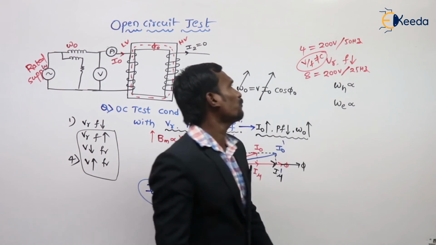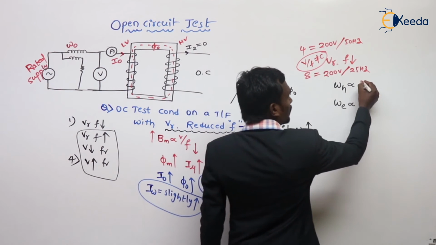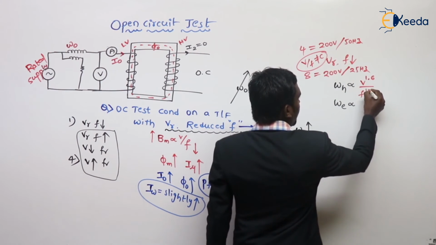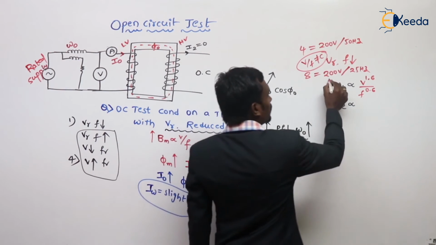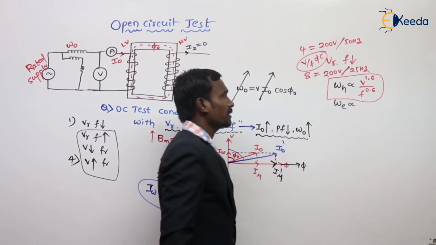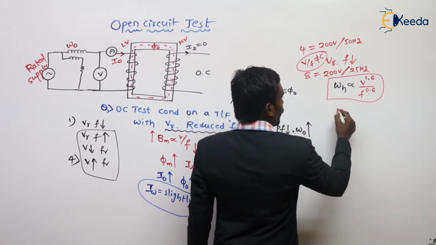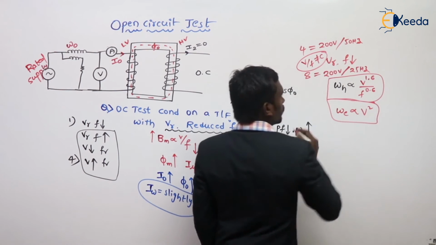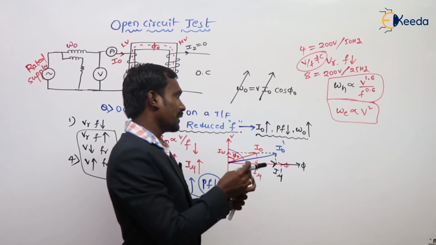If V by F is not constant, what is the hysteresis loss? If V by F is not constant, the hysteresis loss formula is this one. And what about eddy current losses? If V by F is not constant, the eddy current loss formula is this one. Now tell me, what happened to hysteresis and eddy current losses?